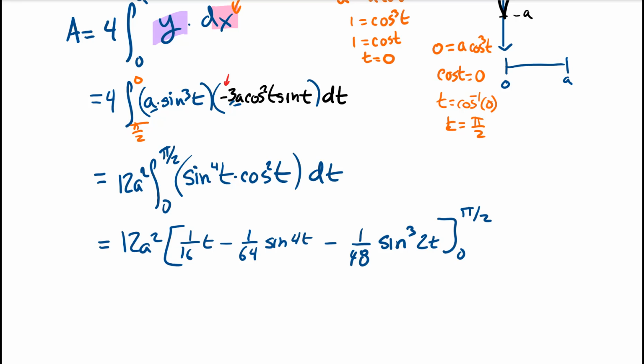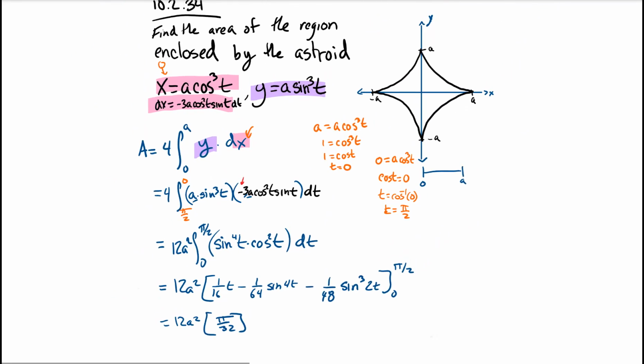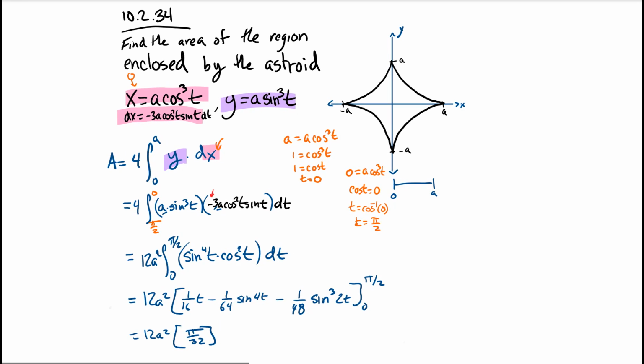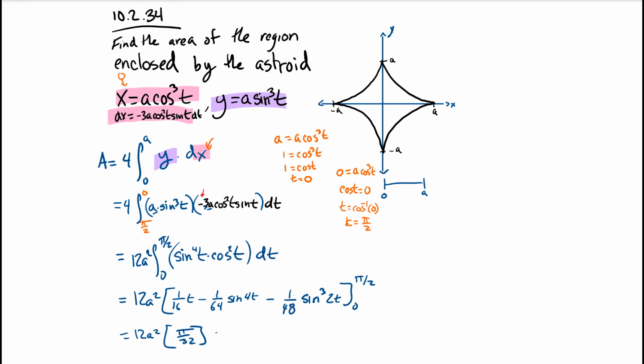And once we plug in all this stuff, it's going to be fantastic. This is going to be equal to 12a squared times, and you know what this is when you plug it all in? I know you can see it. It's just pi over 32. Could you imagine doing all this algebra? You can, because you've had to do it before. This teacher's made you do it. Once we put all this stuff together, we're going to find out that our answer is a very clean 3 pi over 8 times a squared.